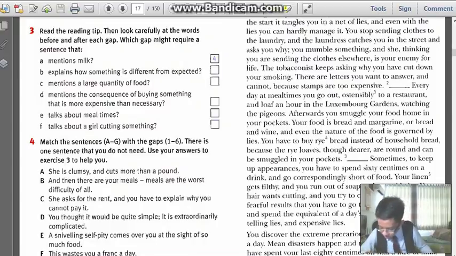You have the consequence of buying something that is more expensive than necessary. That is the answer. So sentence D will be going with blank 3.